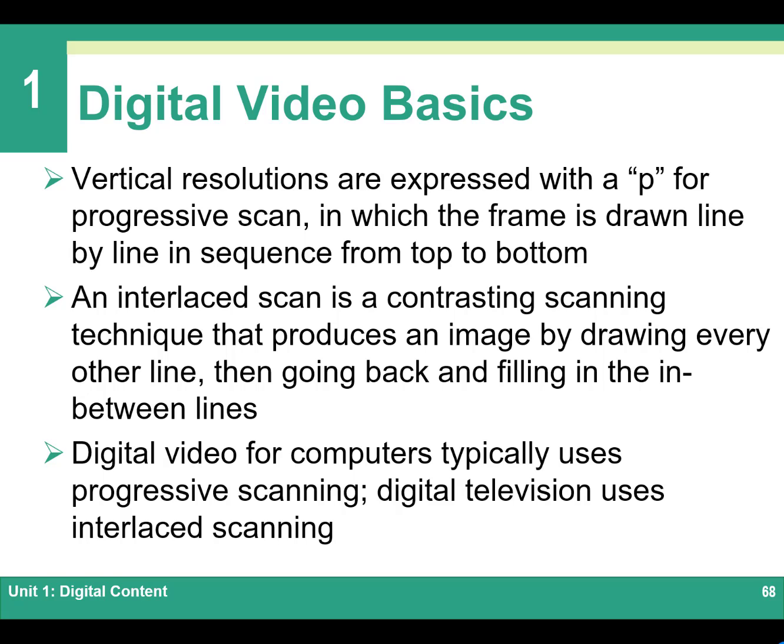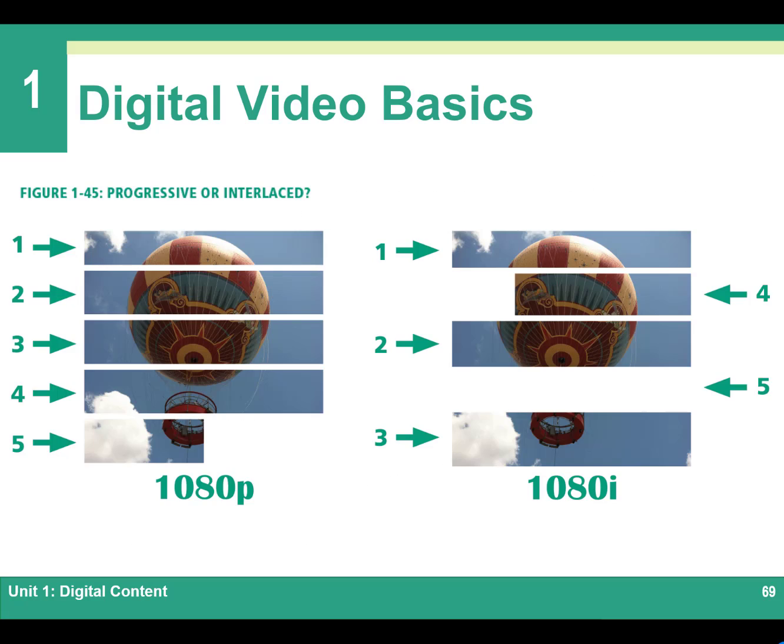The vertical resolution expressed with a P refers to a progressive scan. And what a progressive scan does is it paints half the screen, then it paints the other half, to where an interlaced scan paints from top to bottom. No, that's backwards. Progressive paints top to bottom. Interlaced paints half, then goes back and paints the other half. So this here illustrates the difference between a P and an I. So the P is generally considered better.